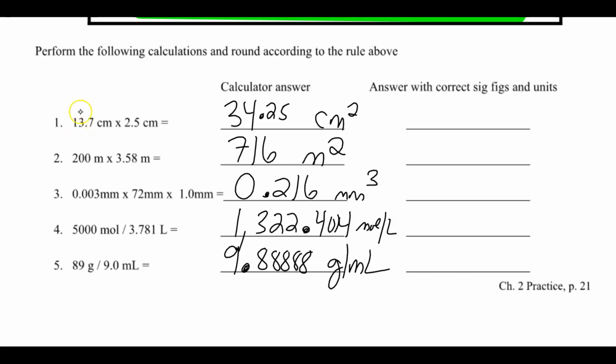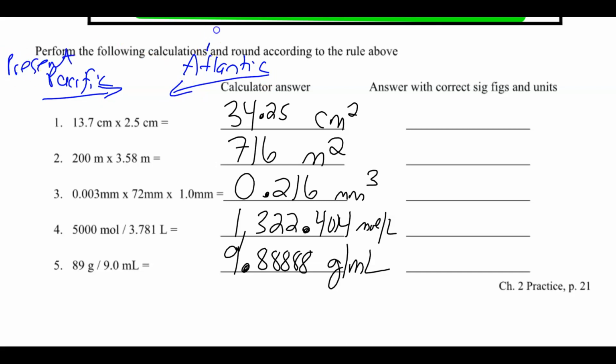So number 1, decimals present, count from the Pacific. So remember, Pacific and Atlantic. This is the present decimal. And this is our absent counting. Okay, so present Pacific, 1, 2, 3 sig figs, 2 sig figs. That means I'm going to have to go to 2 sig figs right here. So count from this direction.